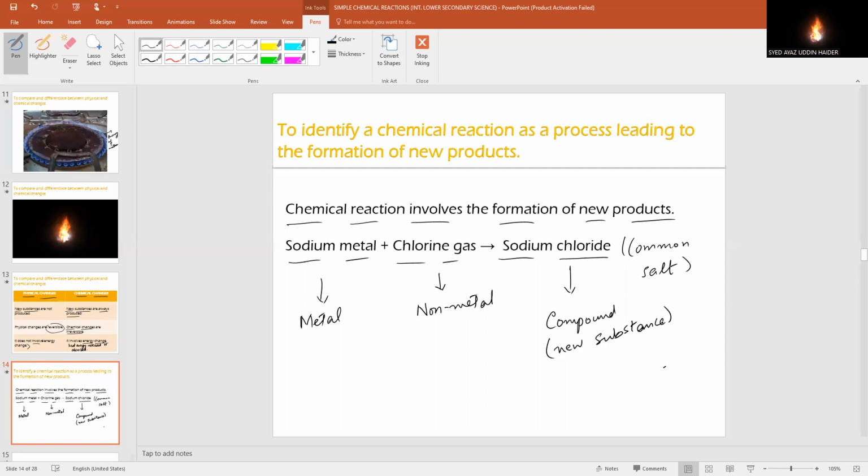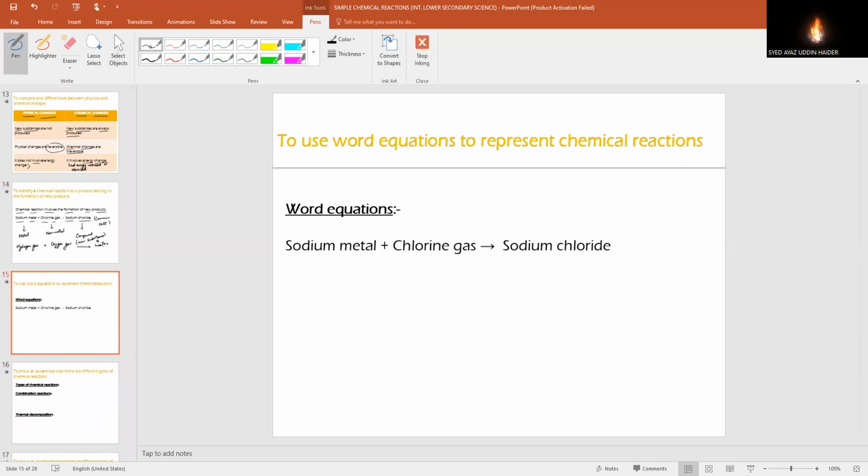You can have another example also. For example, if you react hydrogen gas with oxygen gas, you will get water. Water again is a new substance and it's a compound. Here's the word equation, which I've already mentioned: sodium metal plus chlorine gas gives sodium chloride. Now on the left hand side of the reaction, we have reactants. These two are reactants. Left hand side. And on the right hand side, you will get products.